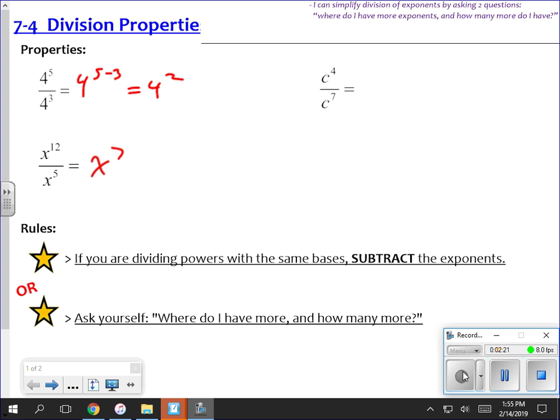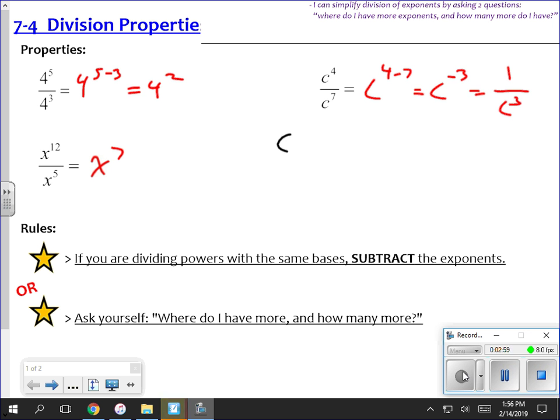The next one, this one's a little different because I have my denominator larger. I have two choices, and it depends on how you want to think about this. You can say, all right, this is c to the 4 minus 7, which gives me c to the negative 3 power. Which is right, except we don't want negative exponents. So to make that a positive exponent, we would have to make that 1 over c cubed.